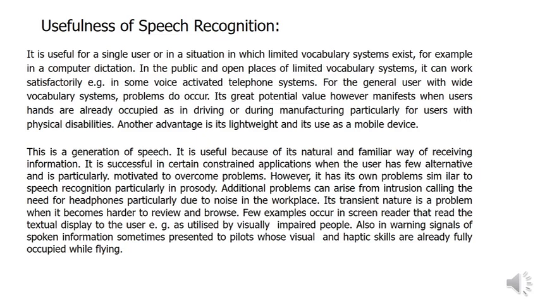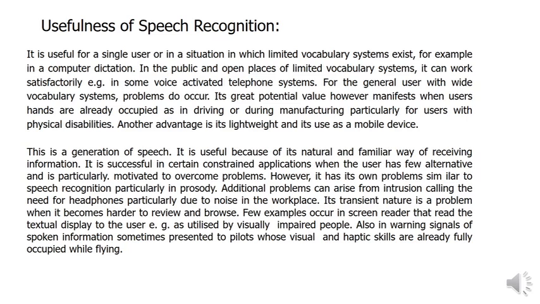Its great potential value, however, is manifest when the user's hands are already occupied, as in driving or doing manufacturing, particularly for users with physical disability. Another advantage is that it is lightweight and can be used as a mobile device.